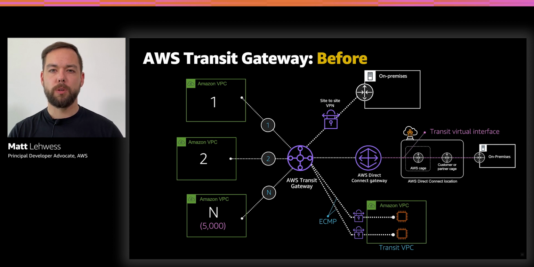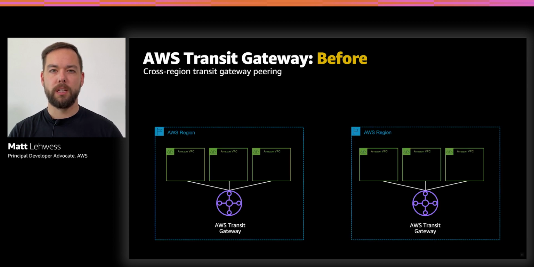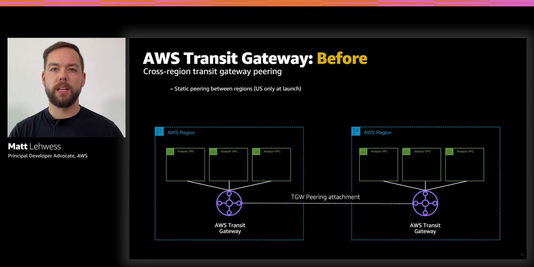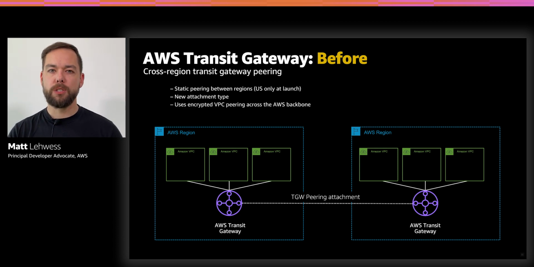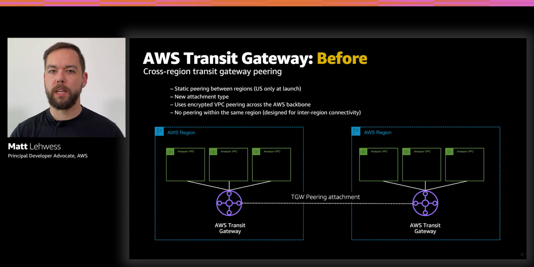We did also deploy cross-region peering last year, and that gives you the ability to peer transit gateways across regions. And at launch, that was US only. It is a new attachment type, and it does use the encrypted VPC peering capability. With VPC cross-region peering, we essentially have encryption that operates between the regions, and Transit Gateway uses that as well. We don't have peering between transit gateways in the same region, though.